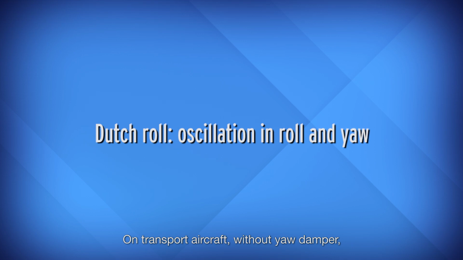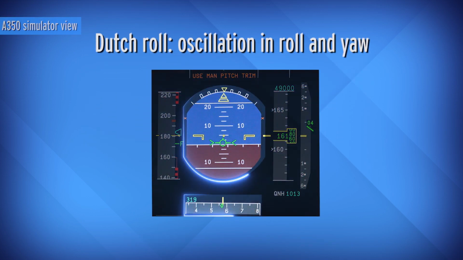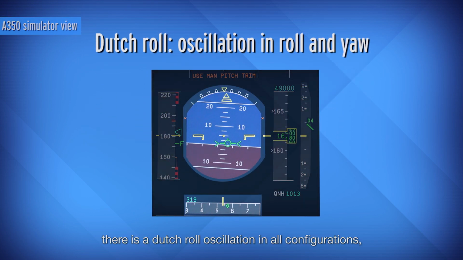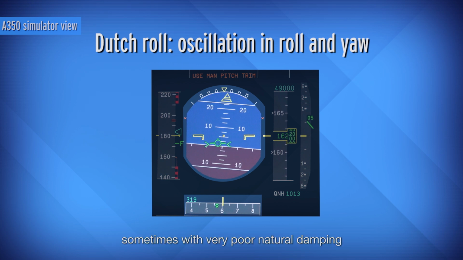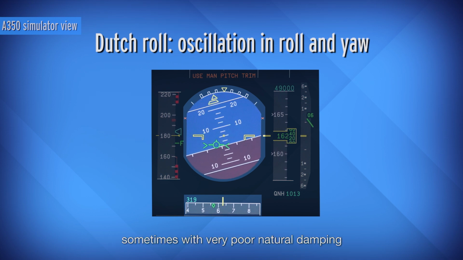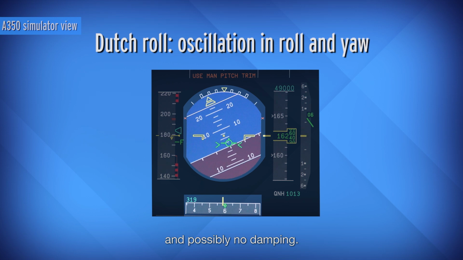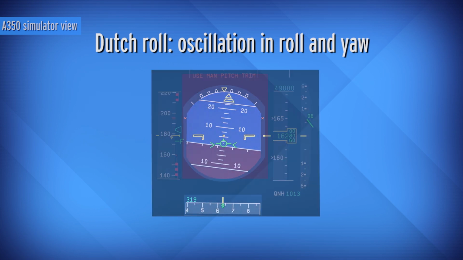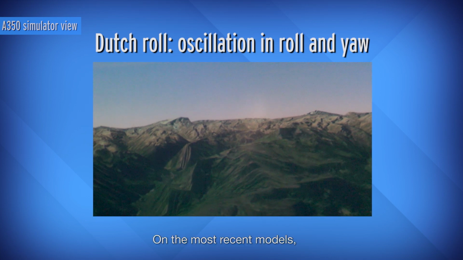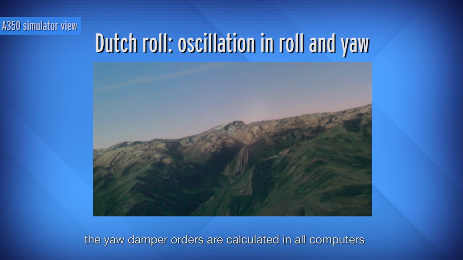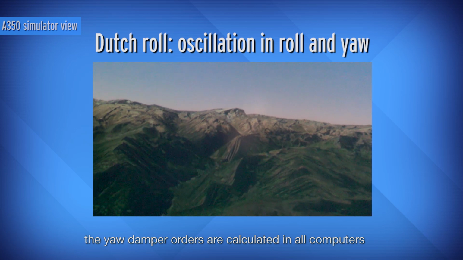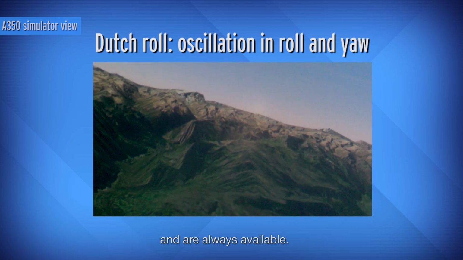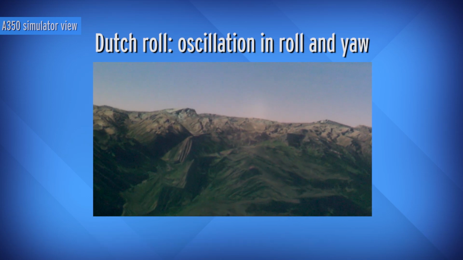On transport aircraft, without yaw damper, there is a Dutch roll oscillation in all configurations, sometimes with very poor natural damping and possibly no damping. On the most recent models, the yaw damper orders are calculated in all computers and are always available.